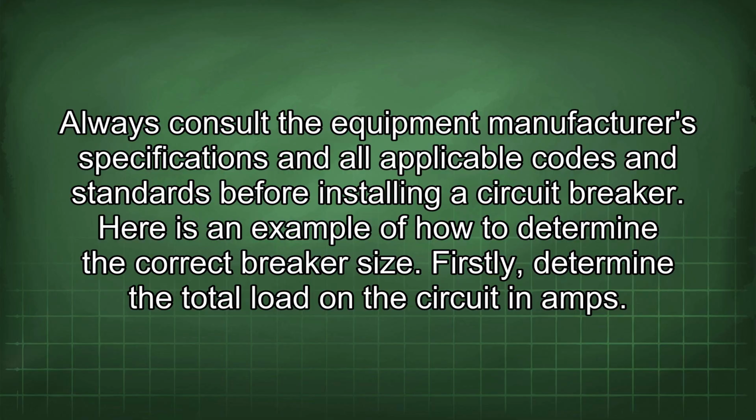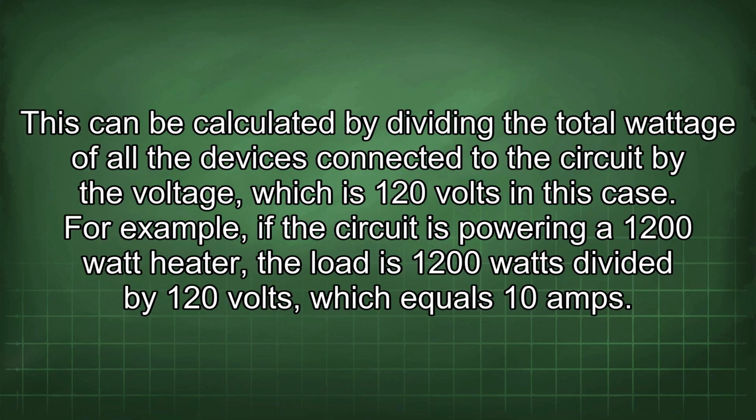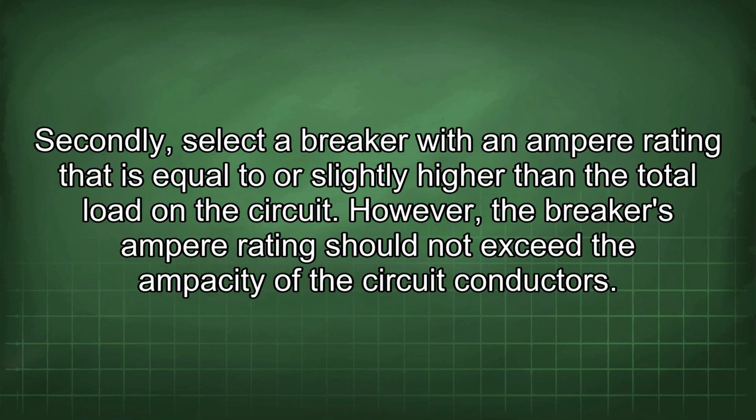Here is an example of how to determine the correct breaker size. Firstly, determine the total load on the circuit in amps. This can be calculated by dividing the total wattage of all the devices connected to the circuit by the voltage, which is 120 volts in this case. For example, if the circuit is powering a 1200-watt heater, the load is 1200 watts divided by 120 volts, which equals 10 amps.